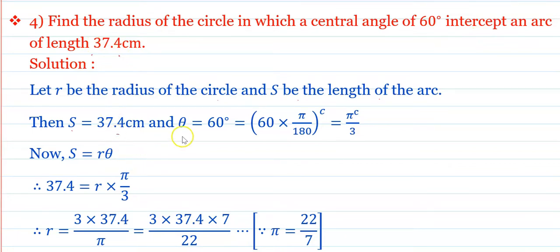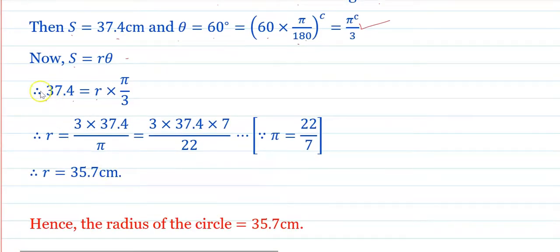We have been given theta, it is 60 degrees. Then we will convert to radian, 60 into pi upon 180. Then you will get pi by 3 radian. s is equal to r theta. We know the value of s, 37.4 is equal to r into pi by 3, and hence r is equal to 37.4 into 3 upon pi.